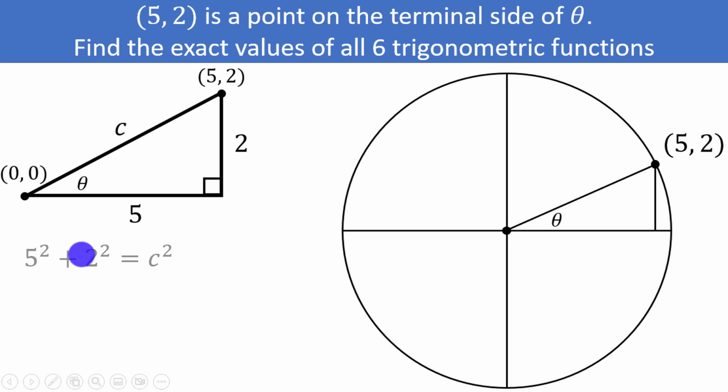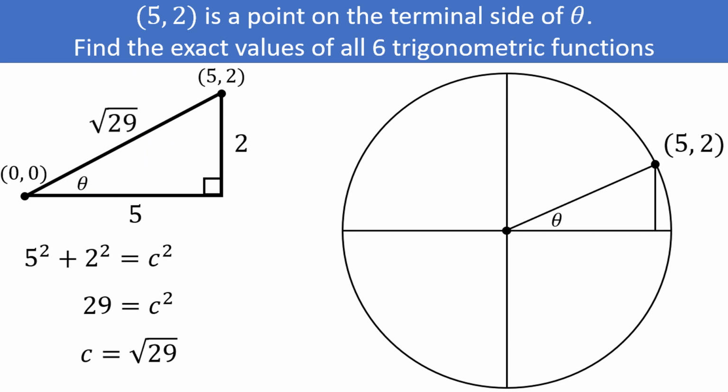Therefore, we will have 5 squared plus 2 squared is equal to c squared. 5 squared is 25, and 2 squared is 4. So 25 plus 4 is equal to 29. So we have 29 is equal to c squared. That means that c is equal to the square root of 29. So we can place that number onto our triangle.